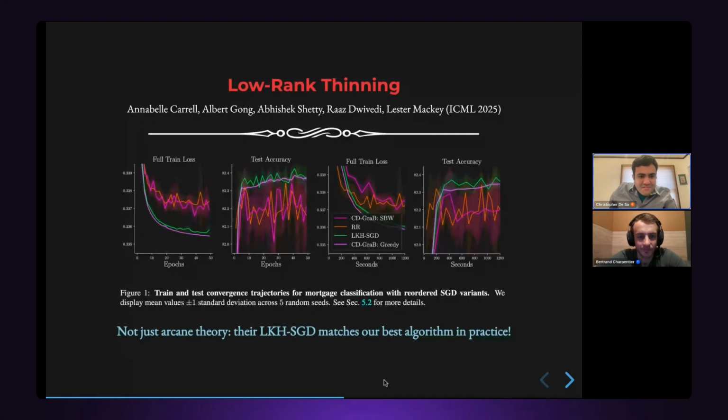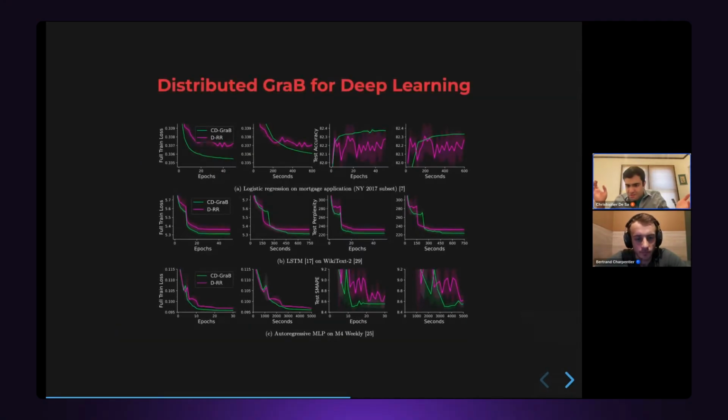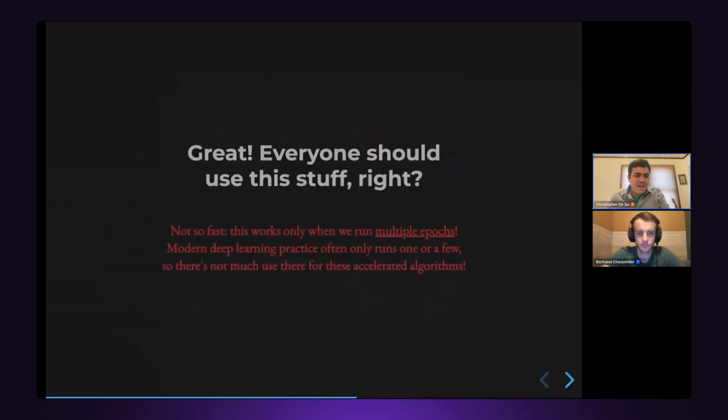And they have some really nice results too that matches our best algorithm in practice and has better theoretical guarantees. So their improvement is this green series here. We can also make this distributed. So we did a modification that allows us to run in distributed hardware, works really well. And okay, great. So better than random reshuffling, that was what everyone was doing. Should everyone use this? Well, okay, not so fast.